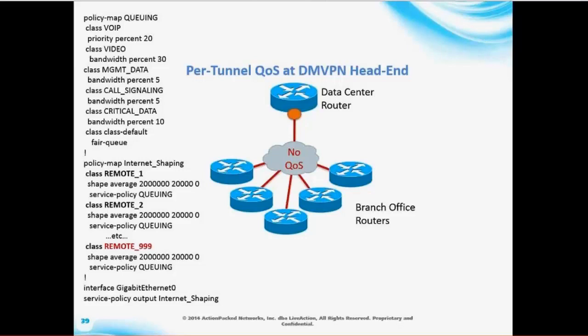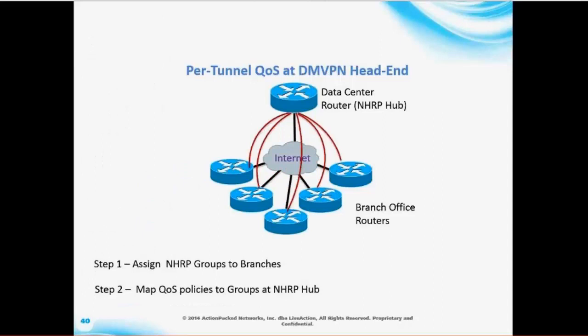Well, the good news is Cisco has created a fix for that, and it's called per tunnel QoS. And the way it works is on our branch offices, what we will do is assign a group membership, and this is an NHRP group membership. NHRP, again, is one of the underlying protocols that is a core foundational element of DMVPN.